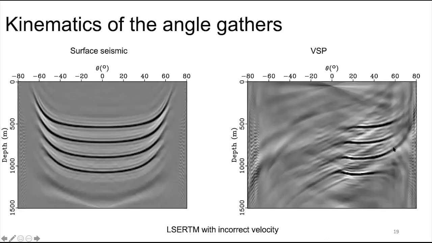These are the angle gathers transformed from the previous subsurface offset common image gathers. The events in the angle gathers are curved up, indicating that migration velocity model is slower. In the VSP survey, only positive angles show up because the subsurface image points are on the left-hand side of the receiver line.